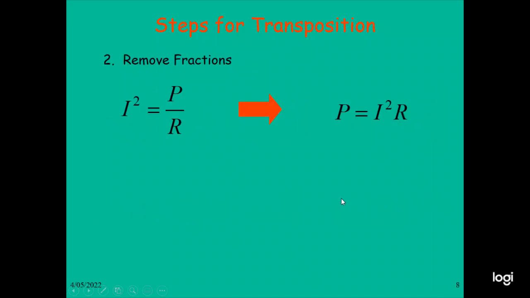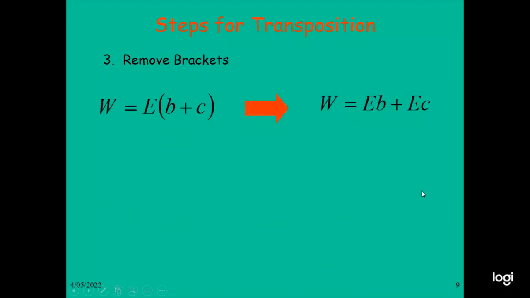Also, you have to remove the fraction. I square equals P by R. In this case, to remove the fraction, R is multiplied to this side. P equals I square R. P equals V square by R. In this case, R cross multiplies to this side, so V square equals PR. Remove the bracket. W equals E times the bracket B plus C. In this case, W equals EB plus EC. A equals H times the bracket B1 plus B2. When you open the bracket, A equals HB1 plus HB2.